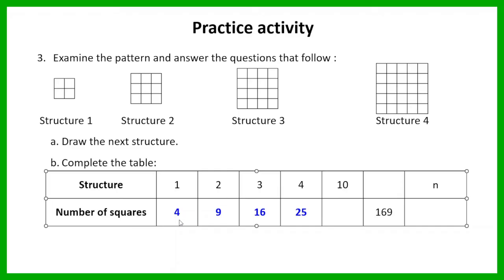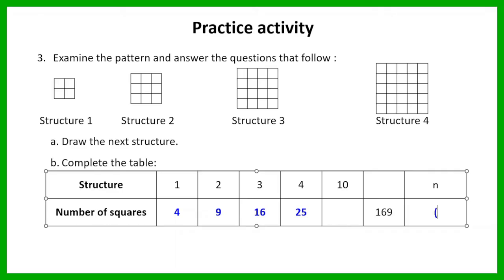It started at 4. It didn't start at 1. So if you look at it, for structure 1, it is 2 squared. For structure 2, it is 3 squared. For structure 3, it is 4 squared. And for structure 4, it is 5 squared. So in other words, every time, the length of the side of my square is one more than the structure number. So for our rule, we are going to need to square one more than the structure number.